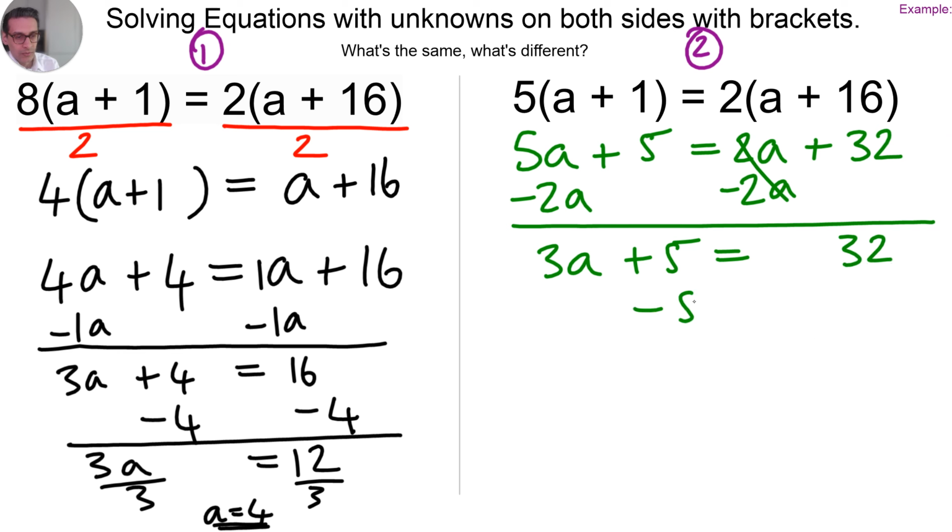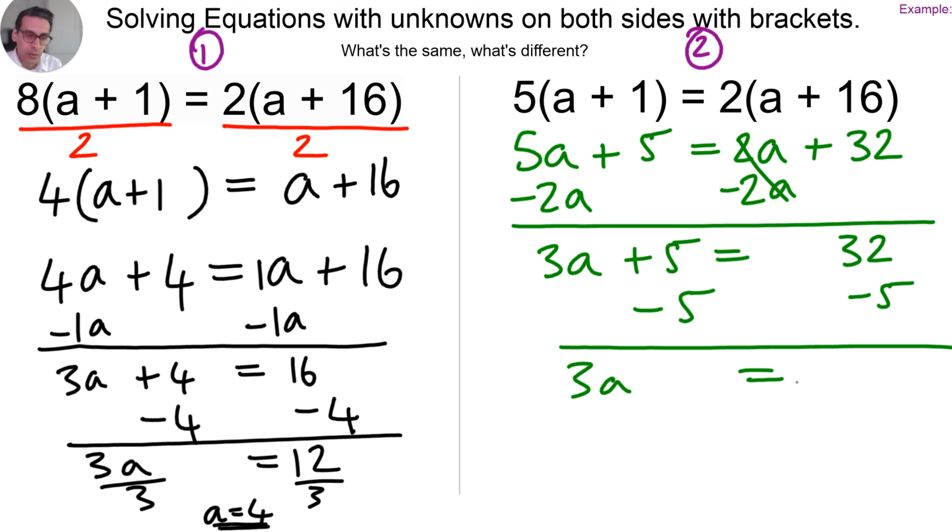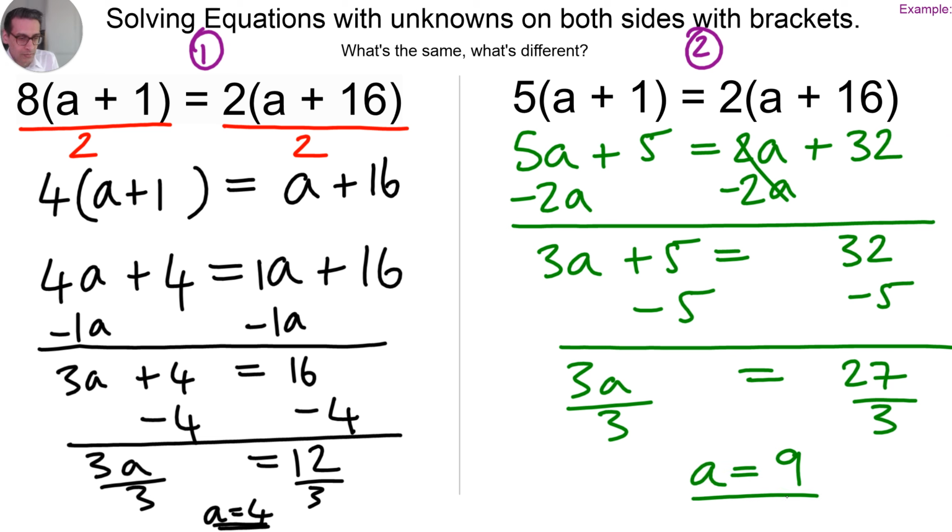I'm now going to take away 5 from both sides. So 3A equals 27. And then we're going to divide by 3, divide by 3. Now 3 happens to go into 27, it's a factor. Otherwise, if it wasn't, you leave it as a fraction. So in this case, however, it's just going to be A is equal to 9.